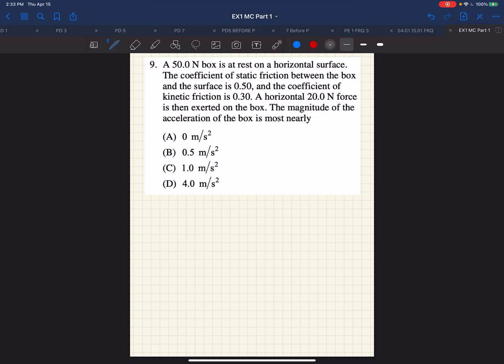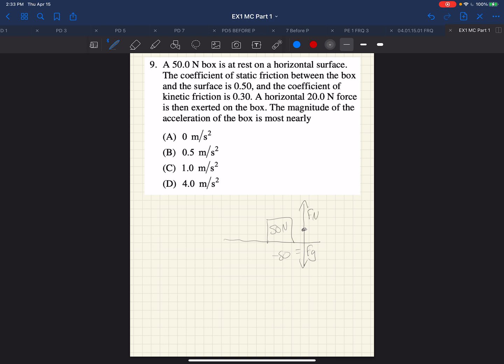All right, so we have a box at rest on a horizontal surface, and we know it's 50 newtons. In the free body diagram, there's an FG, and that's the 50 minus 50. That means that, notice I'm going right to town on this, I'm not even reading the rest of the question. The force normal is 50 newtons.